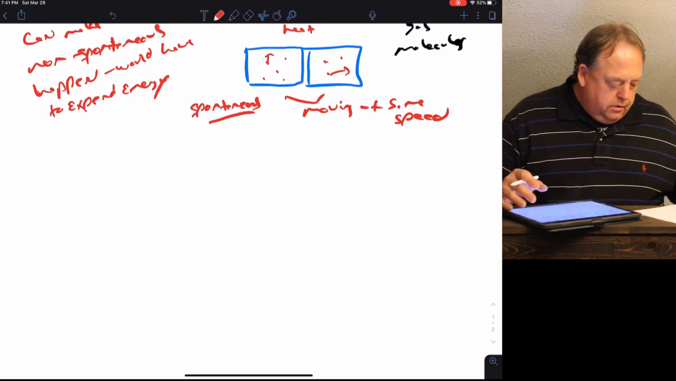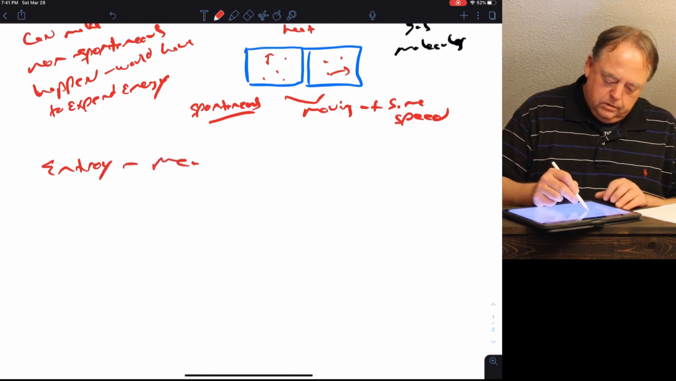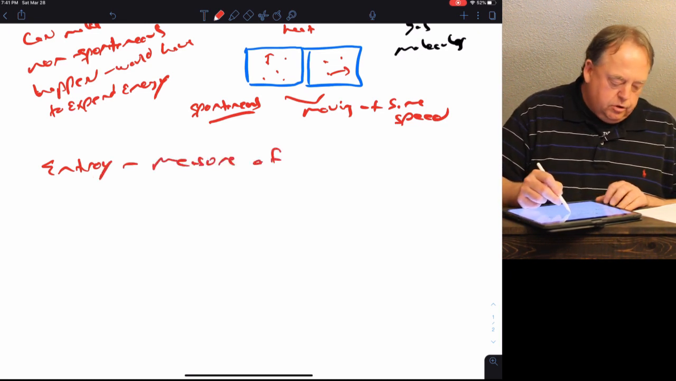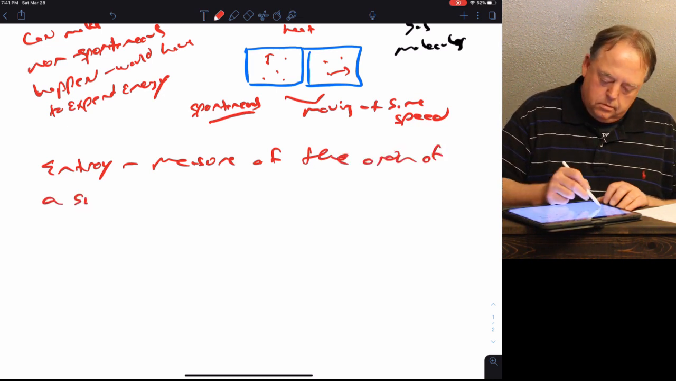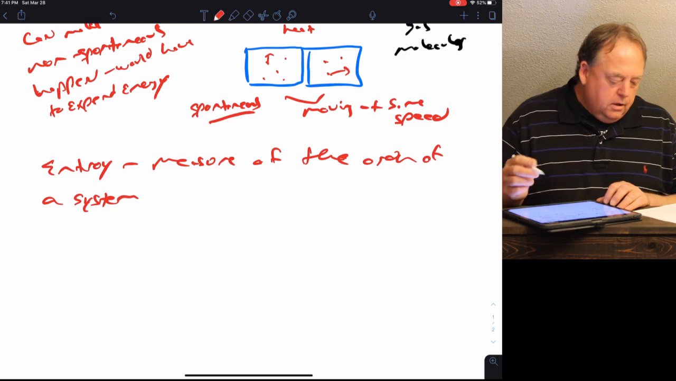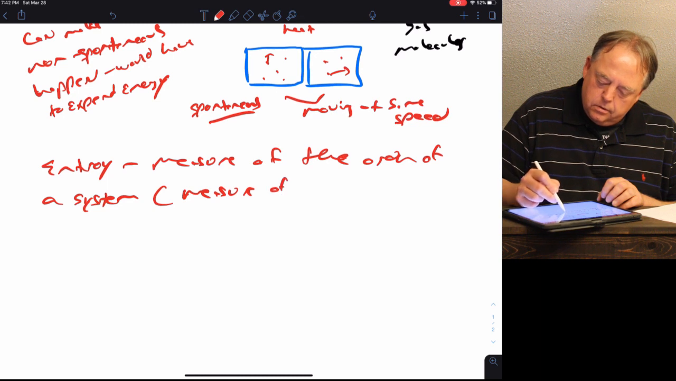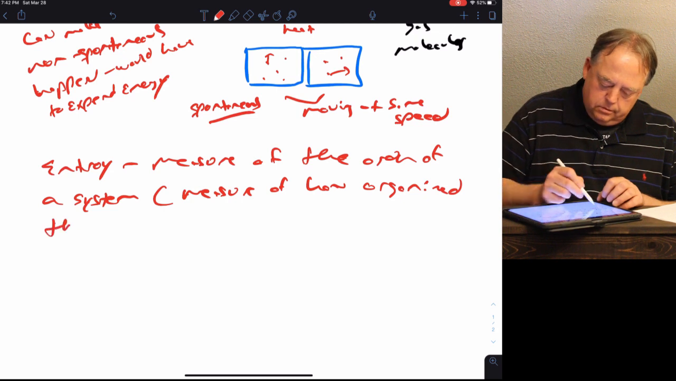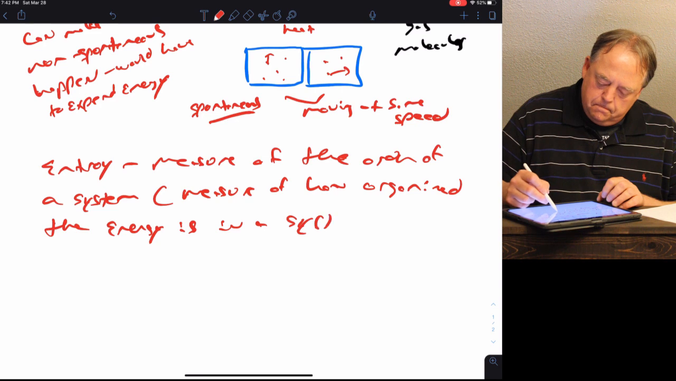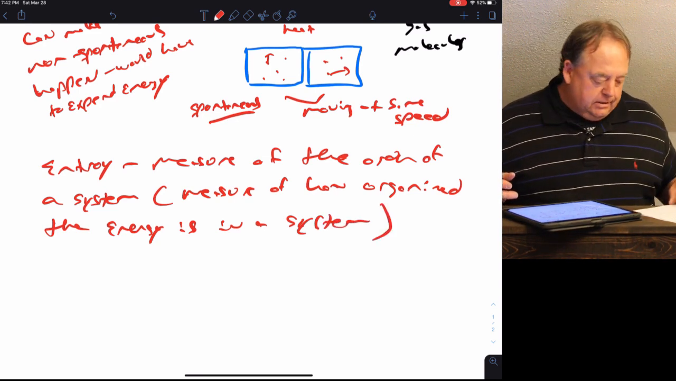Okay, so entropy then. So what is entropy? It's a measure of the order of a system, or a measure of how organized the energy is in a system.